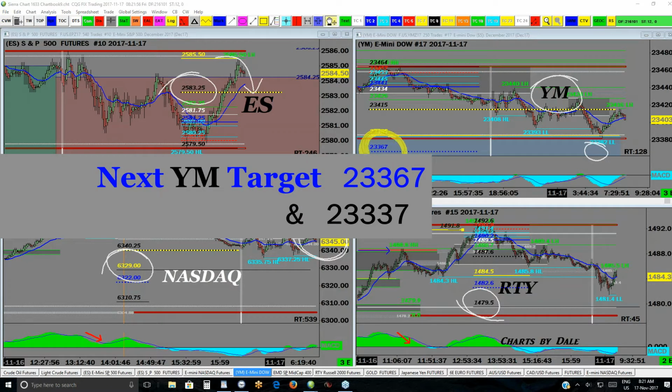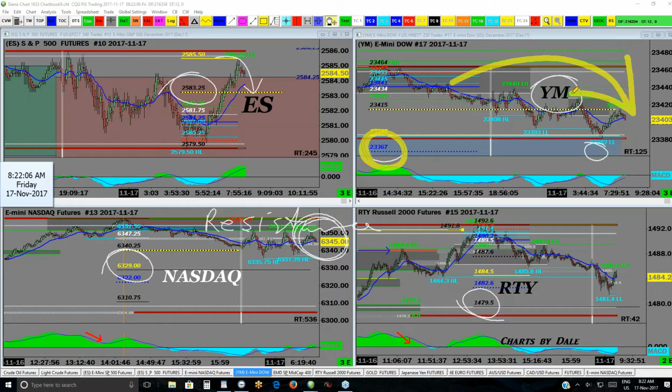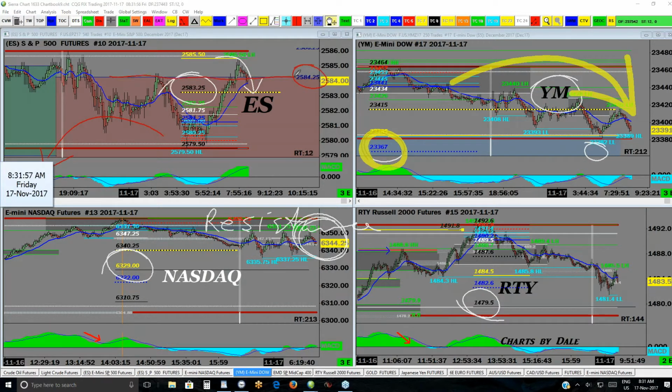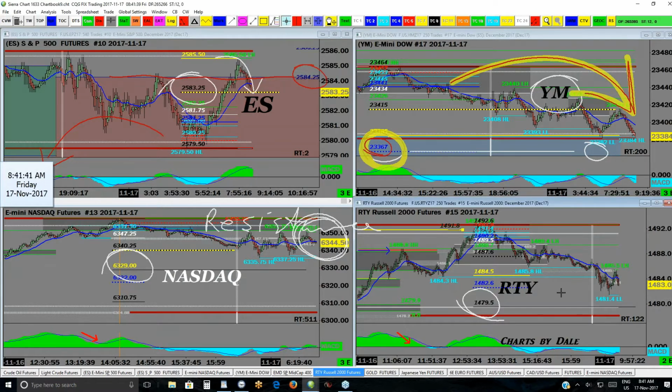So 23,367, and it's poised in that direction at the moment. We'll see if we get a continuation. Okay, the ES upper left quadrant has reached first target, 83.25.